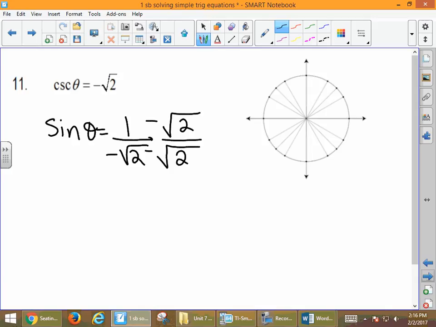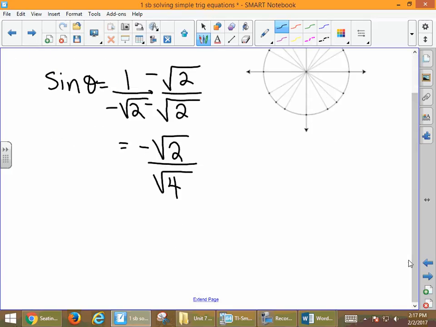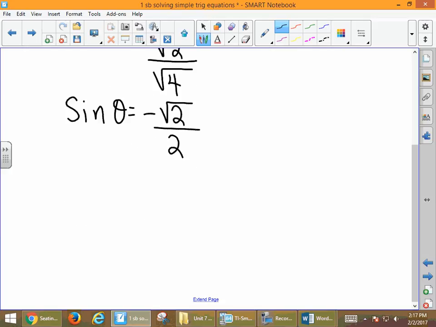Because we don't like having a negative in the denominator. So 1 times negative the square root of 2 is negative the square root of 2. Negative times negative is positive. Square root of 4. And what does the square root of 4 equal? 2. So when we simplify this, we really end up with sine of theta equals negative square root of 2 over 2.